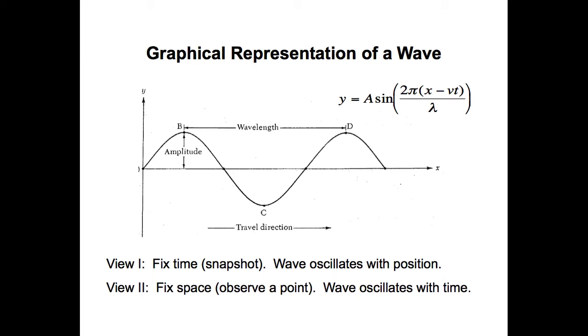The alternate view would be to take a fixed point in space and look at how the wave varies in time. So that would be if you measured your height as you bobbed up and down at a fixed location on your surfboard. As the wave passes underneath you, you'd go up and then down as the waves go through. So again, we can look at how the wave varies in both space and time, and the velocity, the speed of propagation, is what relates the two.